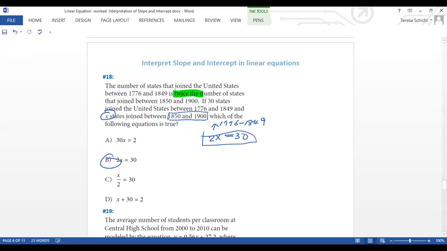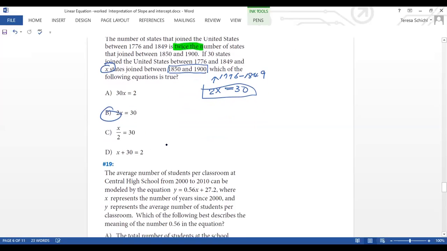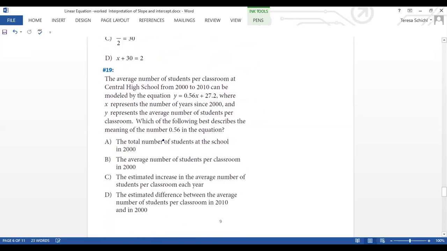You see that? So it's pretty straightforward. You just need to be careful when you read the problems here. Okay, let's take a look at number 19 here. Let's see if we can find any key information. Okay, so they said the average number of students per classroom at the Central High School from 2000 to 2010 can be modeled by this equation.